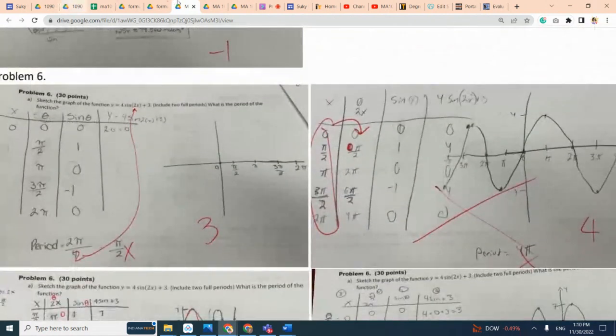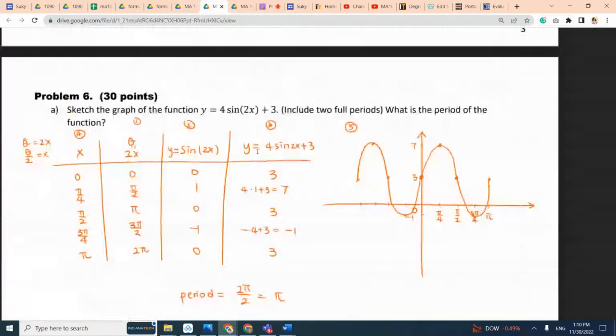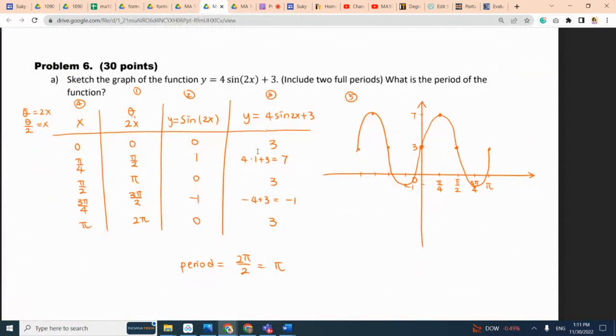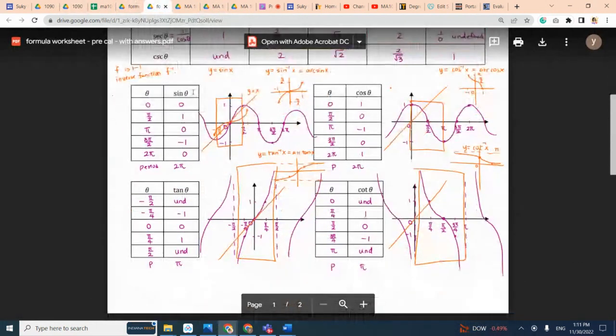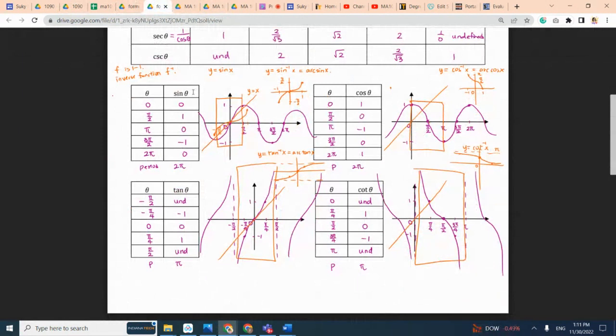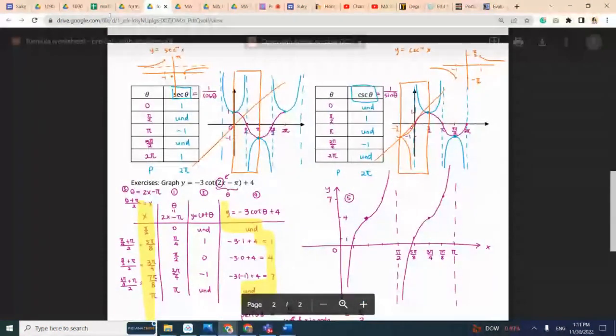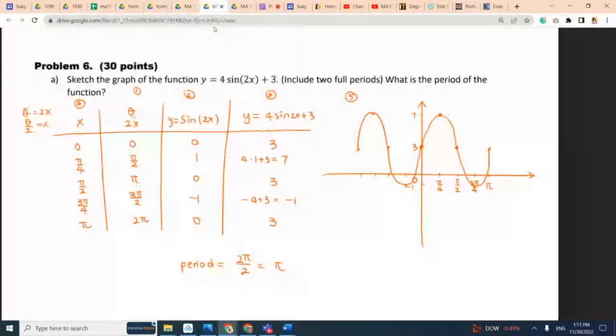Okay, and then problem 6. We have 5 steps, right? Step 1, figure out the theta. And step 2, figure out the sine theta. So these values are from where? What's the formula? Here. Do you remember that? So remember these, all these 6 trig graphs. So yes, for sine, we need these ones.